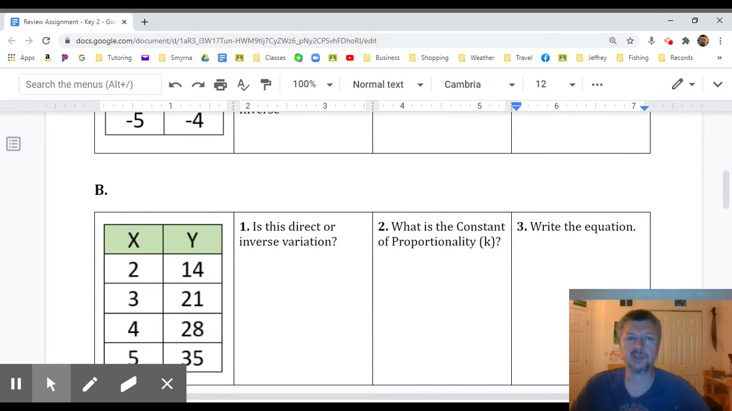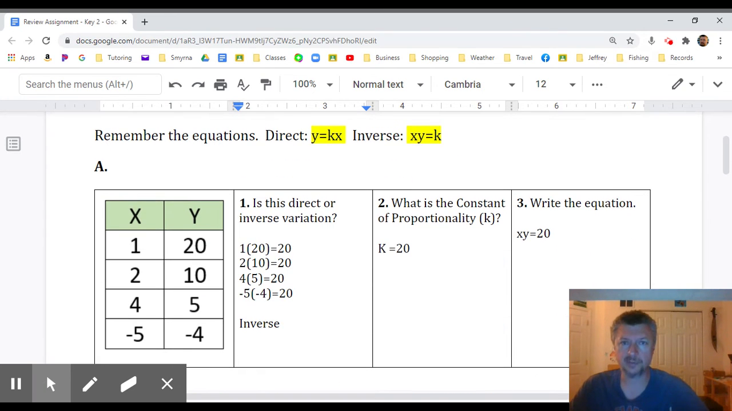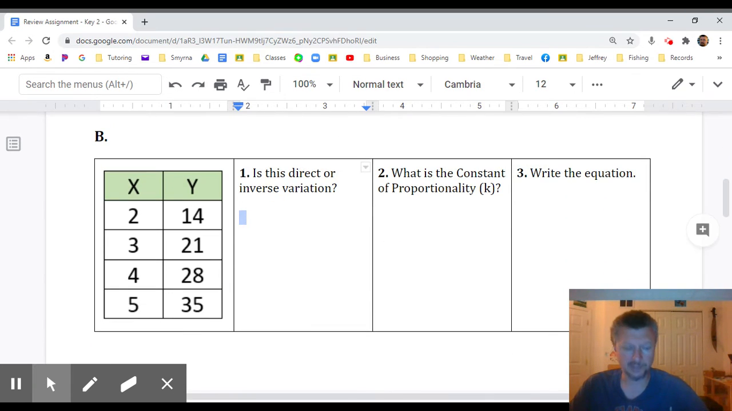All right, let's do B. Now, I want you to try this one on your own first. Okay, so give it a try, and then come back. Okay, welcome back. So again, we're going to see if it's inverse. So how do we do that? Up here, x times y equals k. What is 2 times 14?